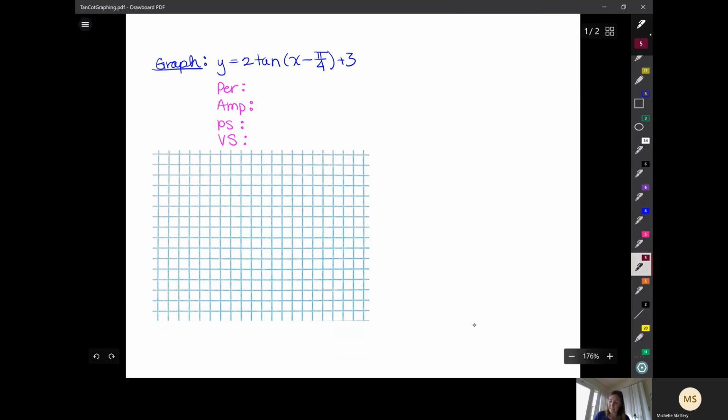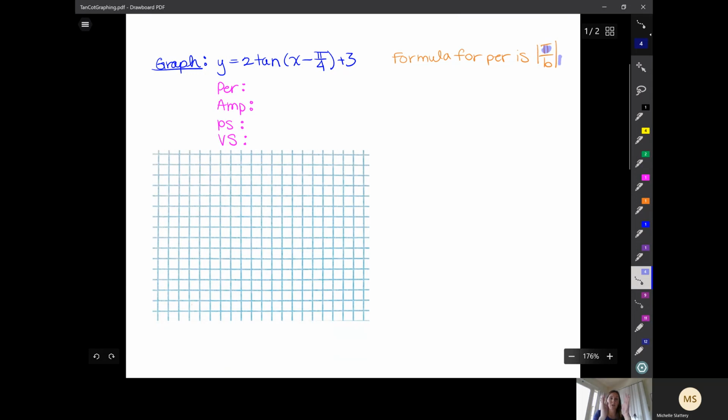So period in this case, since the parent function period is pi, the formula for the period for tangent functions is absolute value of pi divided by b, because the numerator is simply the parent function's period, and then you break it up based on what the horizontal stretch or shrink is going to be. So we have absolute value of pi over b. In this case, our period is still pi. Now the amplitude, very, very important here.